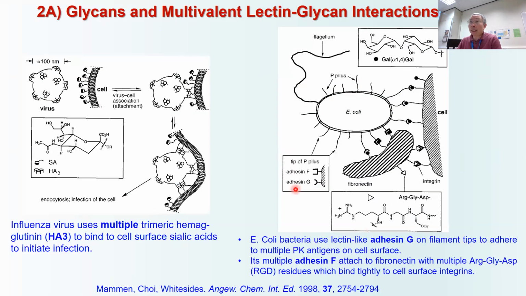Here are two examples. The influenza virus uses its surface trimeric hemagglutinin that binds to the sialic acid on our cells in order to gain cell entry. And E. coli bacteria also use their adhesins, FimH and FimF, to form multivalent bindings in order to attach to cells and of course cause infections as well.